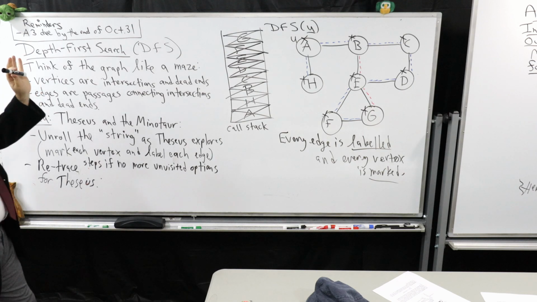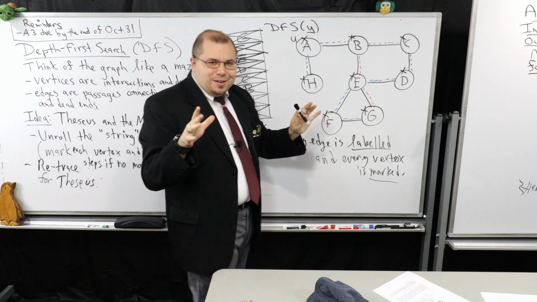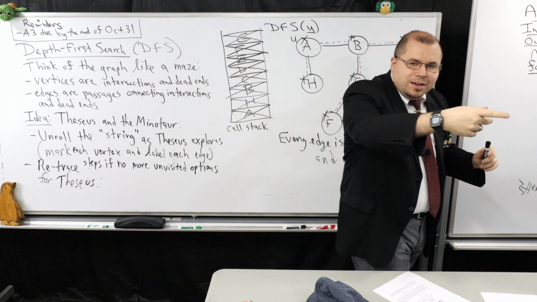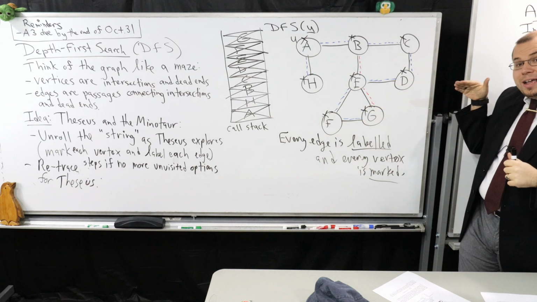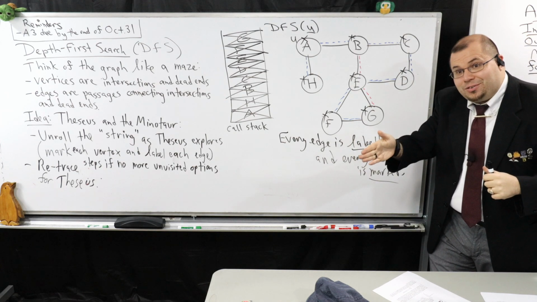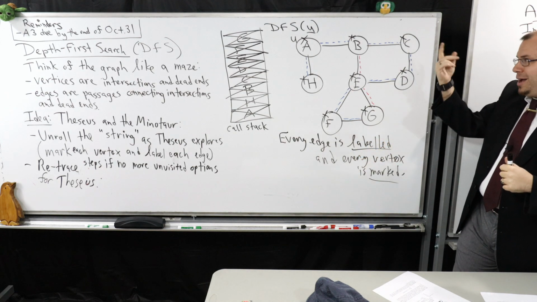Is the idea of how we explore the graph clear to everybody? So I mark a vertex, then if I find an edge that I have not labeled, I'm going to label it. And then if I can explore any further, I'm going to take that edge and recursively apply the process again.